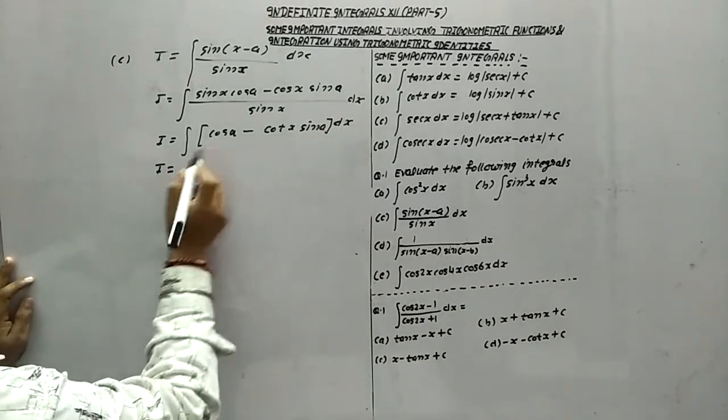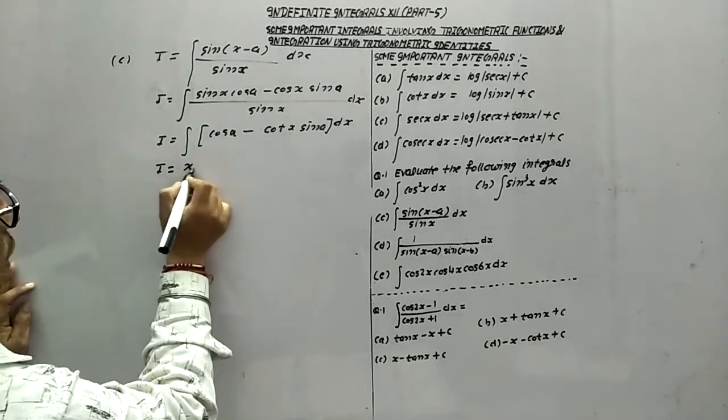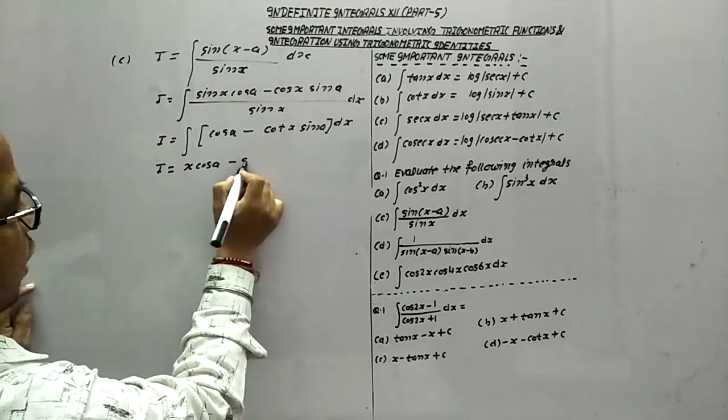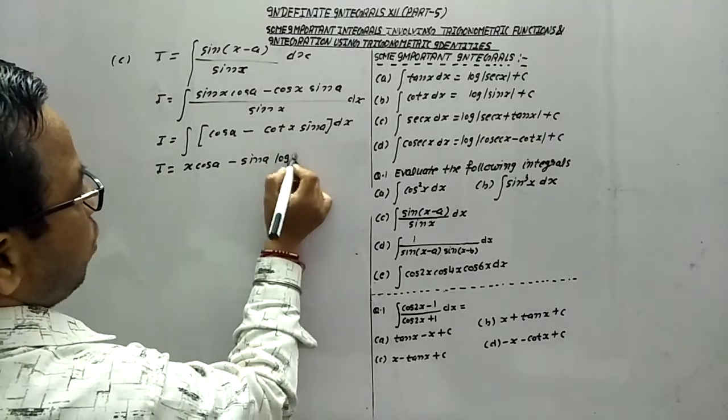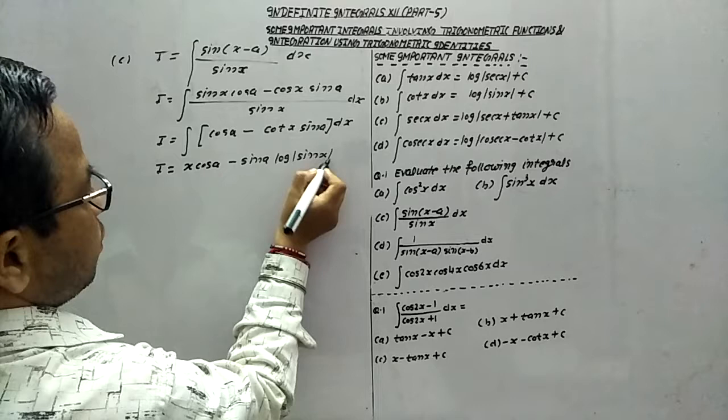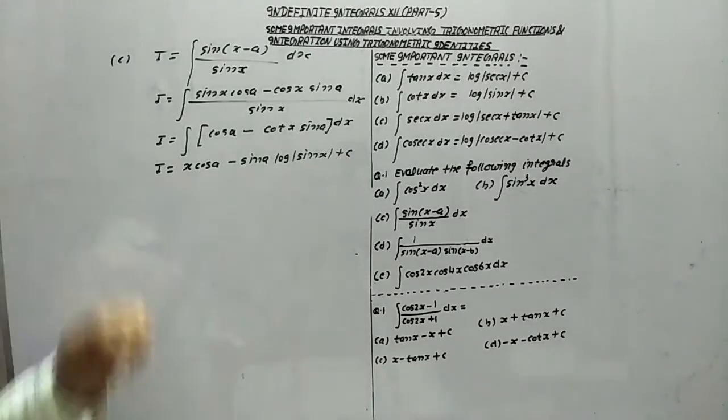Now what is the integration of cos a? This is a constant term, so this becomes x cos a. Sin a is a constant. What is the integration of cot x? Integration of cot x is log sin x plus c. So this is the answer of this part.